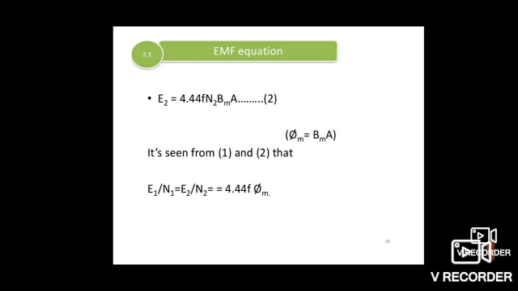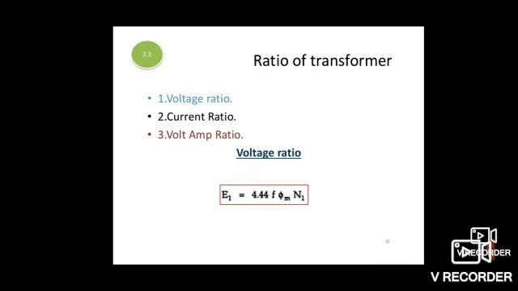By dividing these two equations, E1 divided by N1 equal to E2 divided by N2, which is equal to 4.44 F into phi m. Then the ratios of a transformer: first one is the voltage ratio, second one is the current ratio, and third one is the volt ampere ratio. First, the voltage ratio. E1 equal to 4.44 F into phi m into N1.